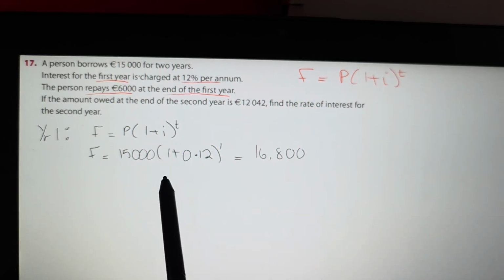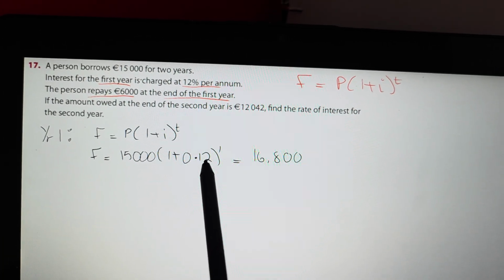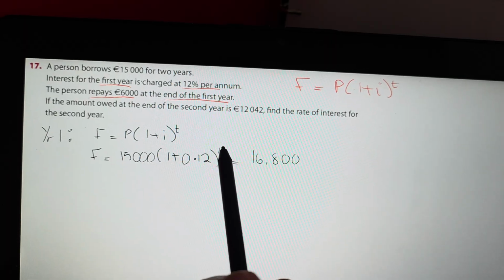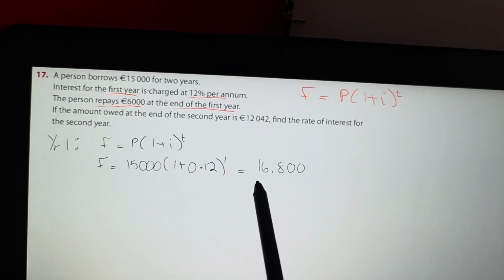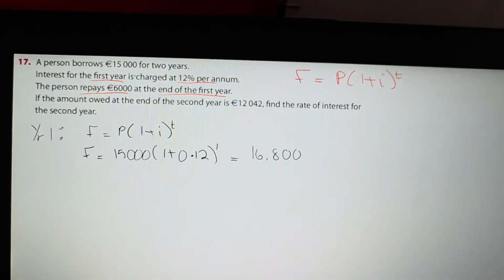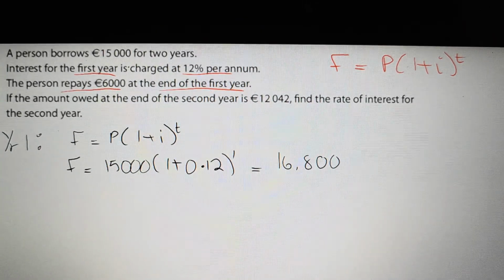Okay, so I borrowed 15 grand at 12% interest, and that's for year 1, which is just a power of 1 year. That'll give me back 16,800. That's what I owe the bank at the end of the first year.